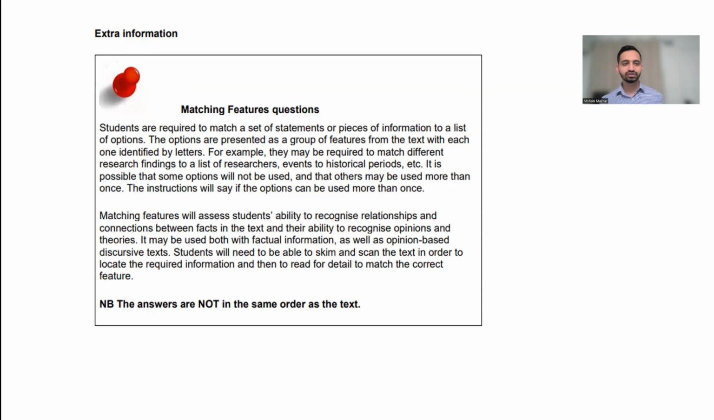So, matching features questions: students are required to match a set of statements or pieces of information to a list of options. The options are presented as a group of features from the text, with each one identified by letters. For example, they may be required to match different research findings to a list of researchers, events of historical periods, etc. It is possible that some options will not be used and that others may be used more than once, all right? So the options can be used more than once.